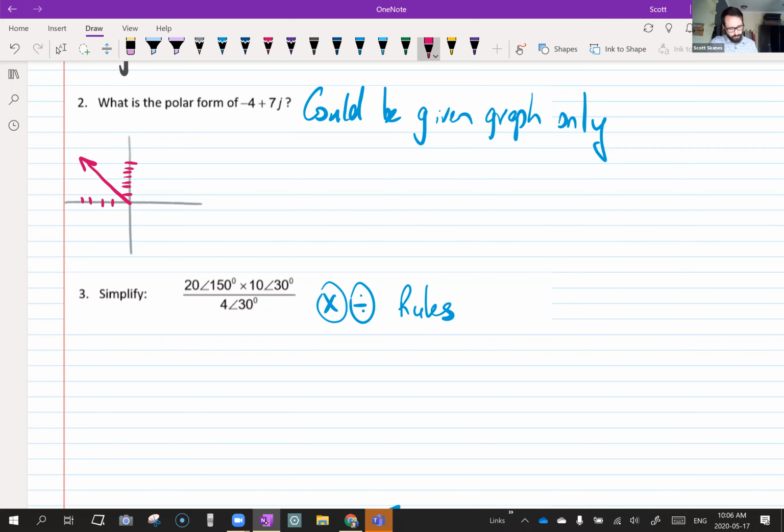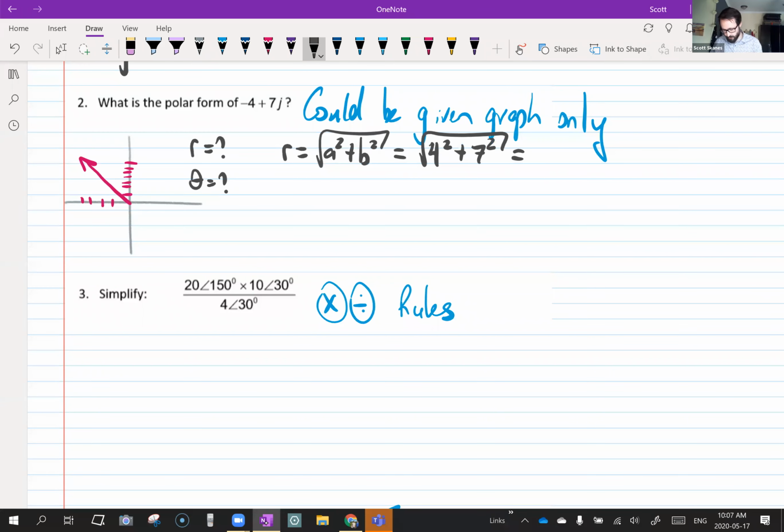What's the polar form? You need two things. You need r, and you need theta. Let's get r. R is always the square root of a squared plus b squared. What's a squared and b squared? It's 4 and 7. So 4 squared plus 7 squared. That would be root 65. You can keep it like that or give a decimal. The theta is always tan inverse of b over a. So in this case, 7 over 4.